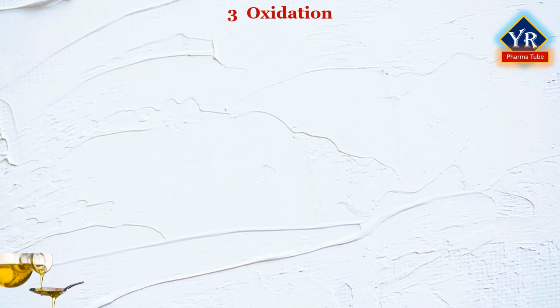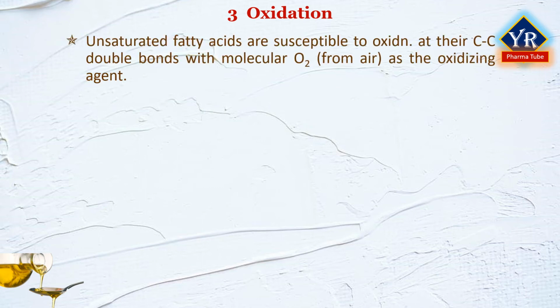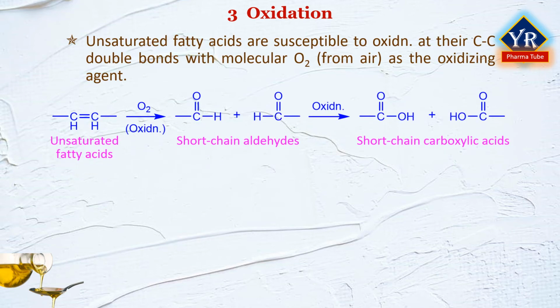Moving on to the next reaction, that is oxidation. Unsaturated fatty acids are susceptible to oxidation at the C=C double bonds with molecular oxygen from air as the oxidizing agent. Such oxidation breaks the carbon-carbon bonds, producing both aldehyde and carboxylic acid products. The short chain aldehydes and carboxylic acids so produced often have objectionable odors, and fats and oils containing them are said to have become rancid. The process of rancidity and its importance will be discussed in the next lecture.